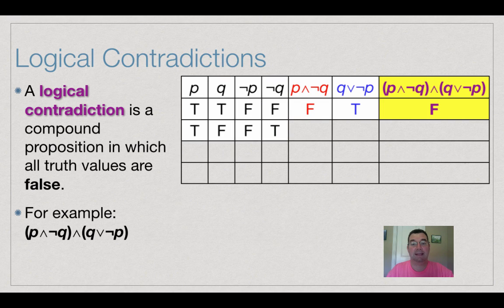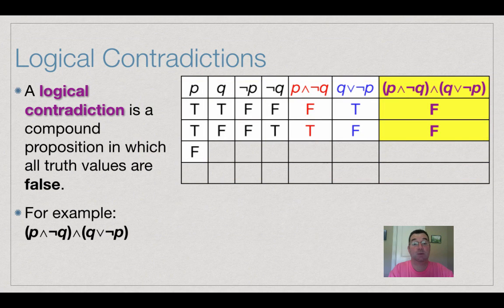Okay? If I use an and on P and not Q, that's a true and a true. So that's going to be true. And then if I go to the blue column, a Q or a not P, that's going to be a false or a false. That's going to be false. So if I use an and on the red T and the blue F, that gives me false.